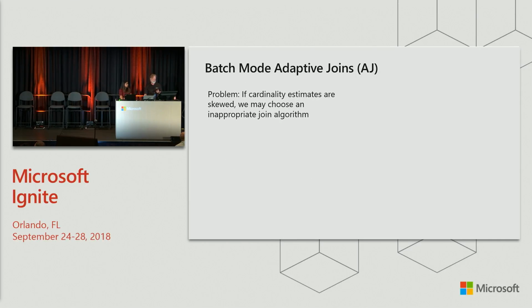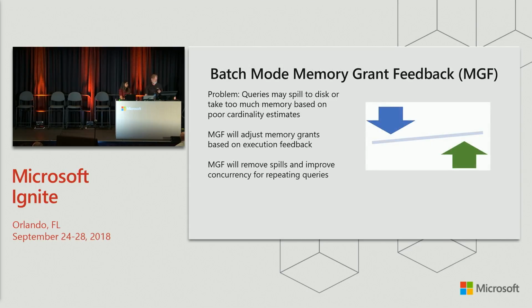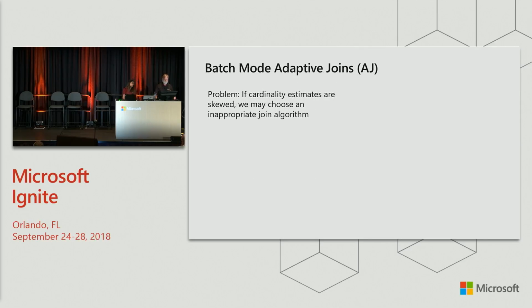Batch mode, that also was in SQL 2017. It's restricted to batch mode queries. Also in batch mode, we had adaptive joins. One of the decisions that we make on physical algorithms is whether you're going to do a join in hash mode or nested loops. There are different points where each one is more efficient, and sometimes we get it wrong.